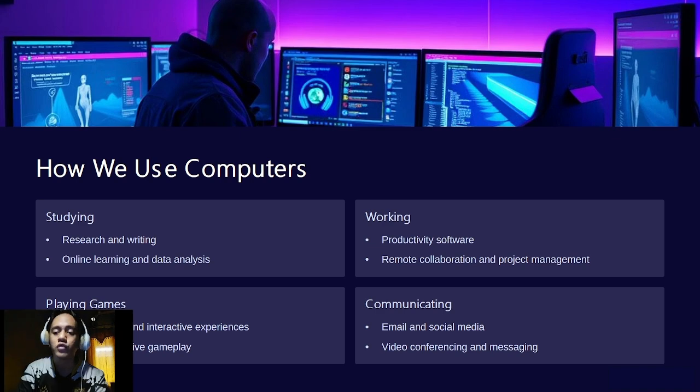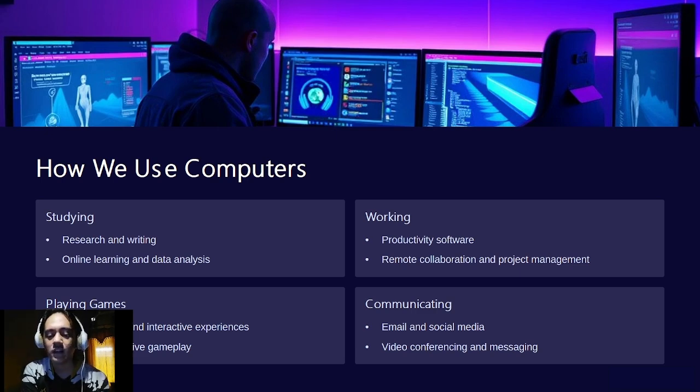How we use computer. Computers are very useful in many areas of life. For studying, we use computer to do online research, write paper, or take online courses. In working, we use office software, communicate with teammates remotely, and manage data or projects digitally.